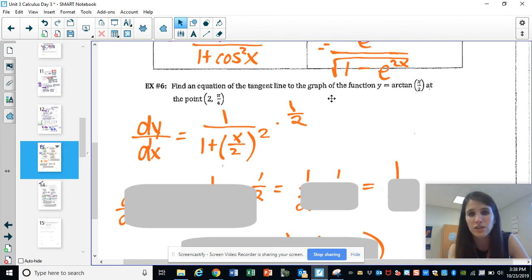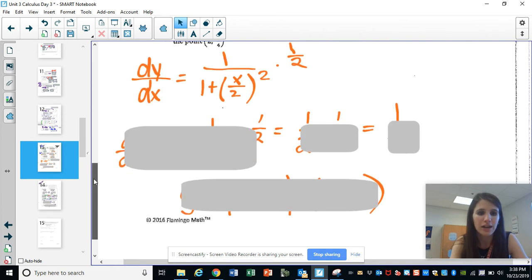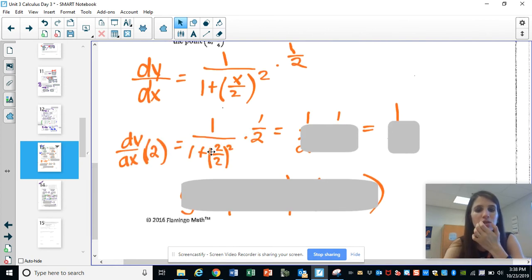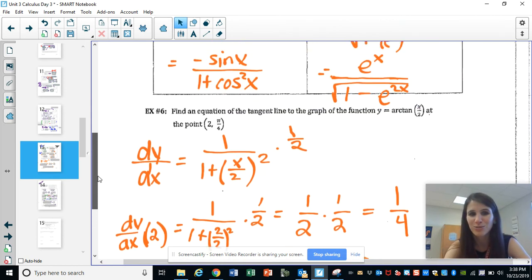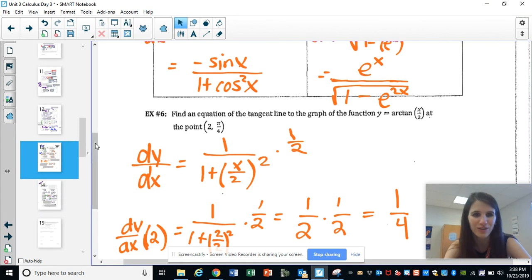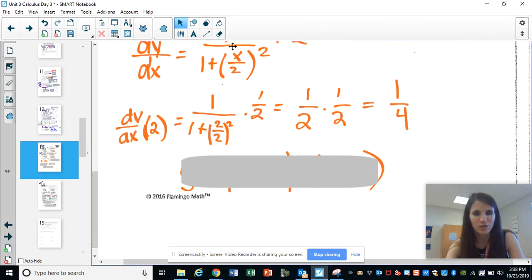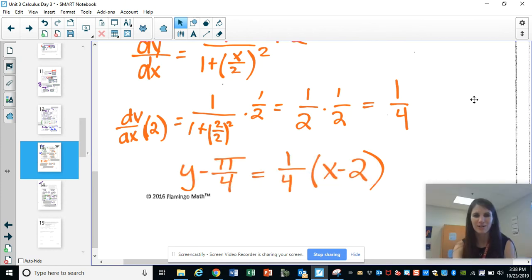All we have to do now is evaluate the derivative at 2, right? Because we're looking for the equation of the tangent line to the graph at a specific point. We need to evaluate the derivative at that point to get the slope. So we plug in 2 for x, and we get 1 over 1 plus this whole thing, multiplied by 1/2. That's going to be 1/2 times 1/2, and that's 1/4. Great, we have our slope, and then what else do we need? We need our point, and woohoo, it's given to us, 2, pi over 4. So we plug that into y minus y1 equals m times x minus x1, and we get y minus pi over 4 is equal to 1/4 times x minus 2.